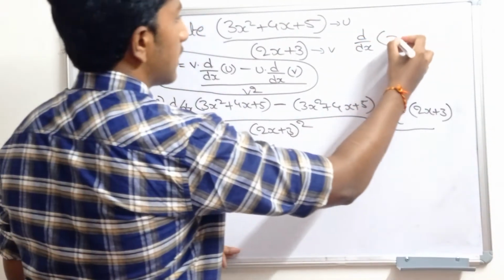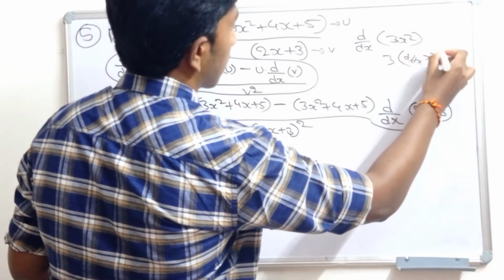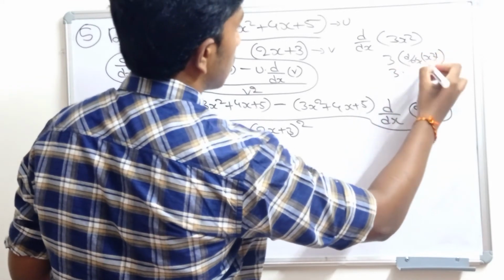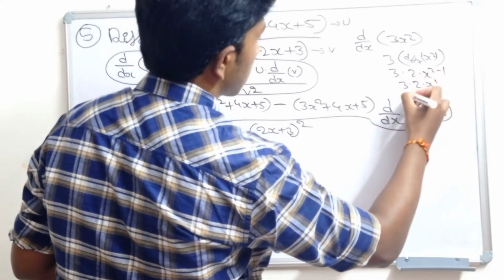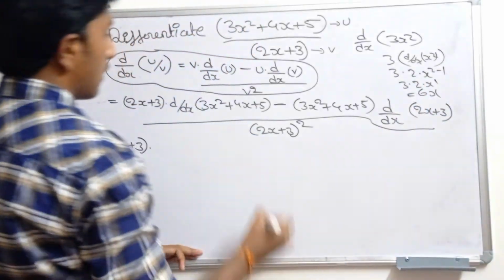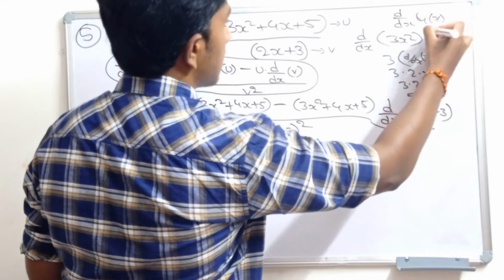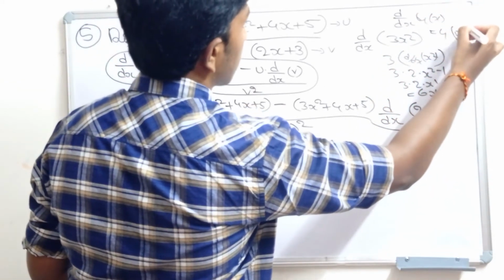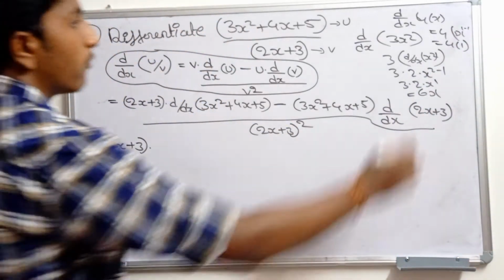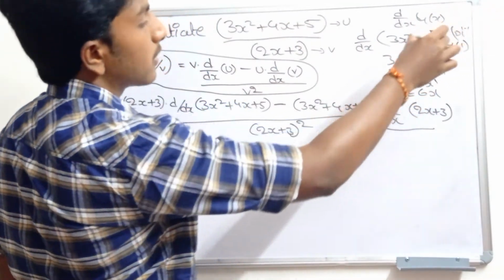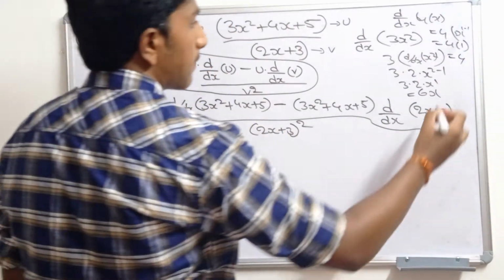d by dx of 3x square: 3 can be taken as common, and d by dx of x square means n into x power n minus 1, so 2 into x power 2 minus 1, which is 1. 3 into 2 is 6x. And d by dx of 4x: 4 stays outside, and 1 into x power 1 minus 1, that is x power 0, which equals 1. So 4 into 1 is 4. So that means 6x plus 4.